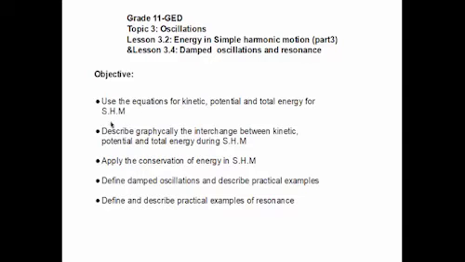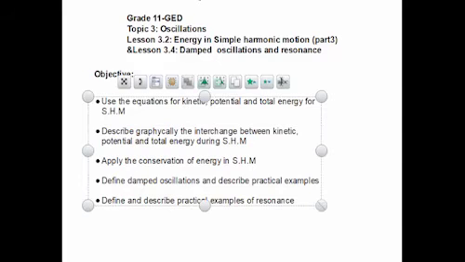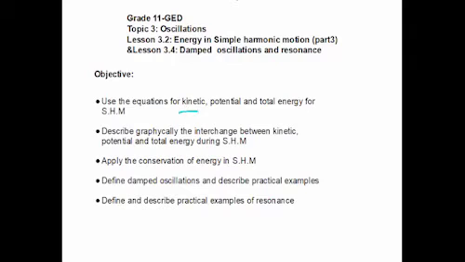Objectives are to use the equations for kinetic, potential and total energy for simple harmonic motion. Describe graphically the interchange between kinetic, potential and total energy during simple harmonic motion. Apply the conservation of energy in simple harmonic motion. Define damped oscillations and describe practical examples. Define and describe practical examples of resonance.